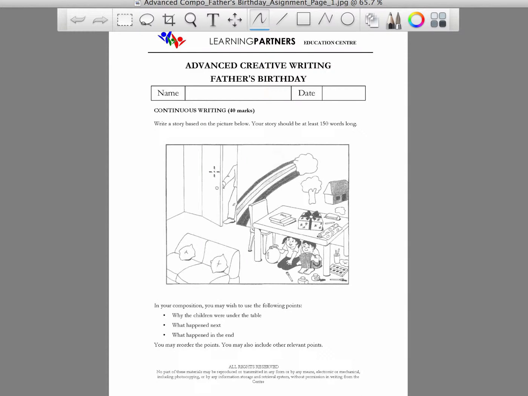Welcome back. This would be the second last composition before the English PSLE. Once again we have extracted the question from a past PSLE question. It's a picture composition. In fact, if I'm not mistaken, this is actually the picture compo that came out last year in 2013.